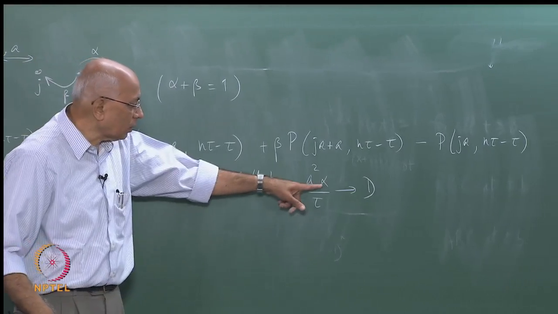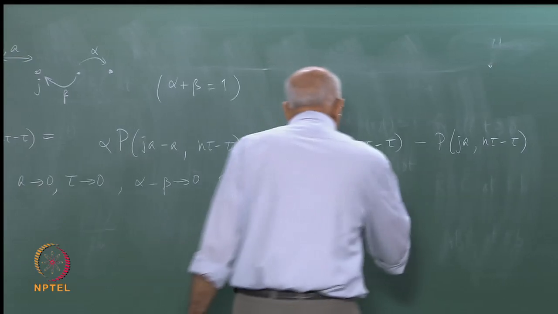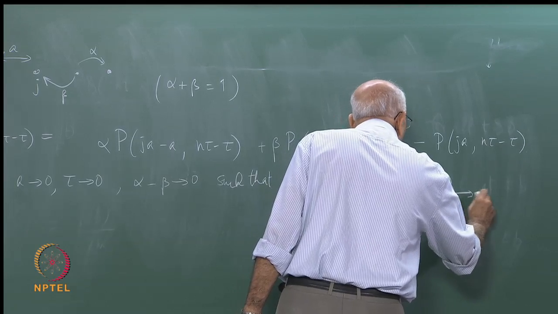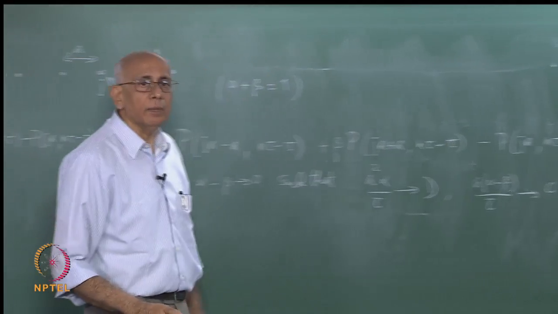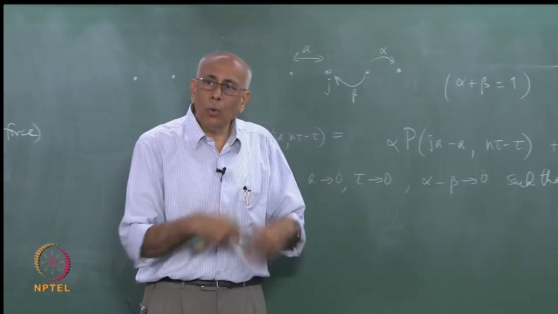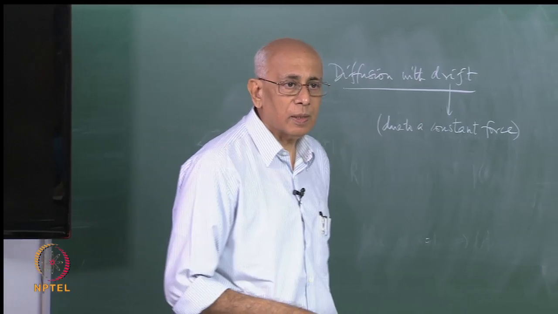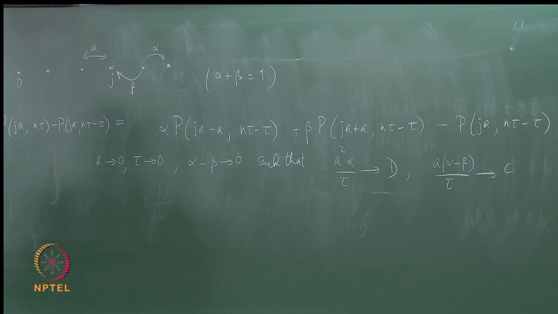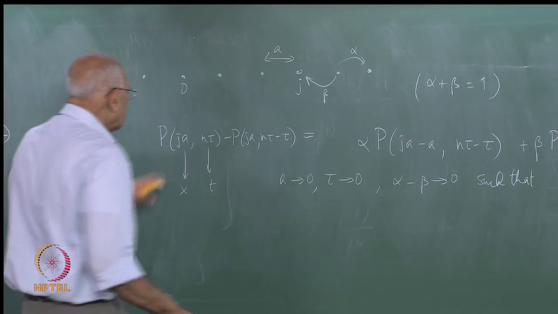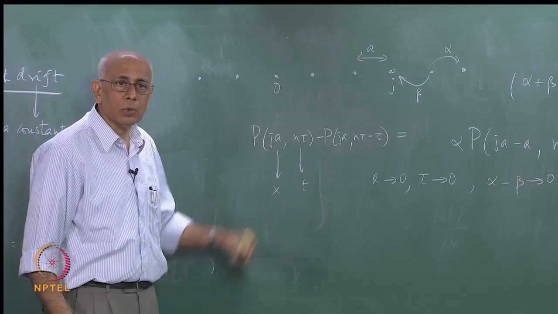Recall, in the absence of bias this was a half, and we said a squared over 2 tau went to d, the diffusion constant, and a times alpha minus beta over tau goes to c, some finite number c. In this limit, this difference equation will go over into a partial differential equation for the probability density P of x comma t. And of course you also need to say that ja goes to x and n tau goes to t. j goes to infinity, n goes to infinity, such that this goes to x, any point x, and this goes to t here.